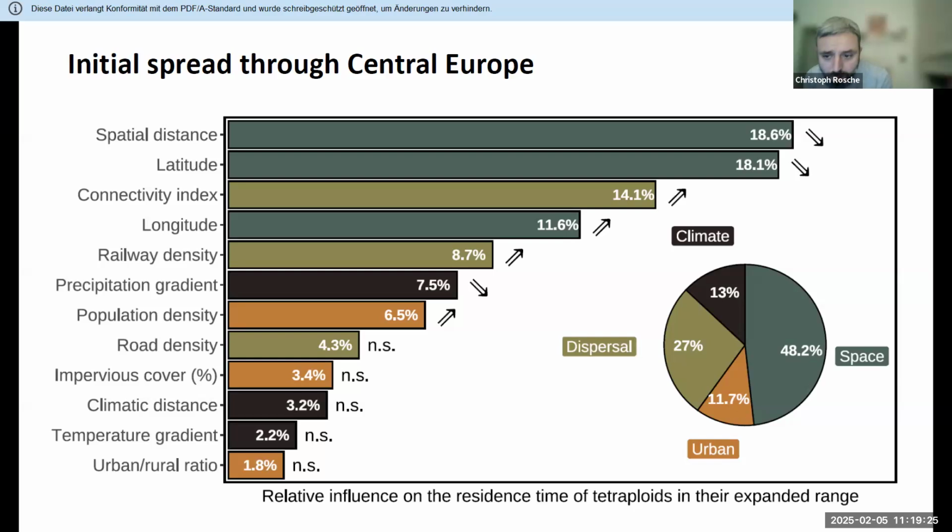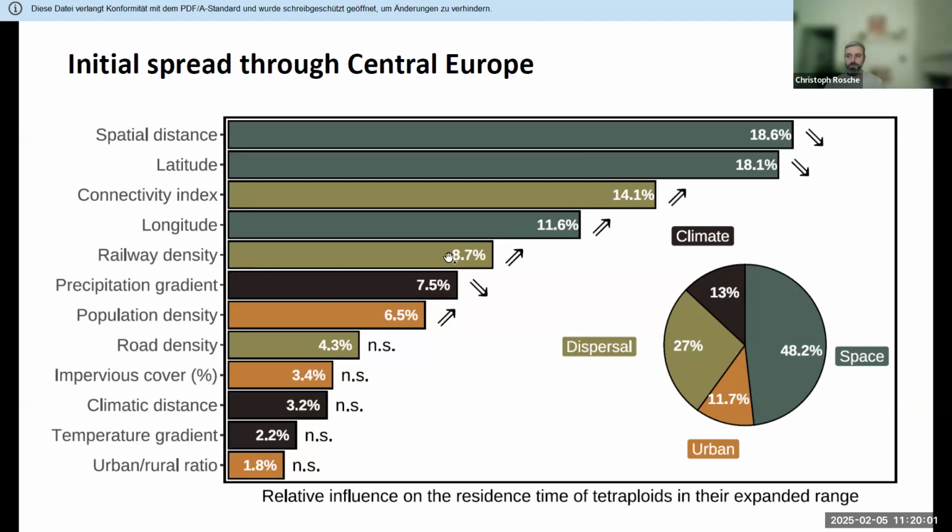To investigate what influences how long tetraploids have been present at a given location, we performed boosted regression trees. For this, we transformed our dataset into 10-kilometer grid cells and analyzed how various characteristics for these grid cells, here on the y-axis, affected the year since when tetraploids were first recorded. So the so-called residence time, here on the x-axis.